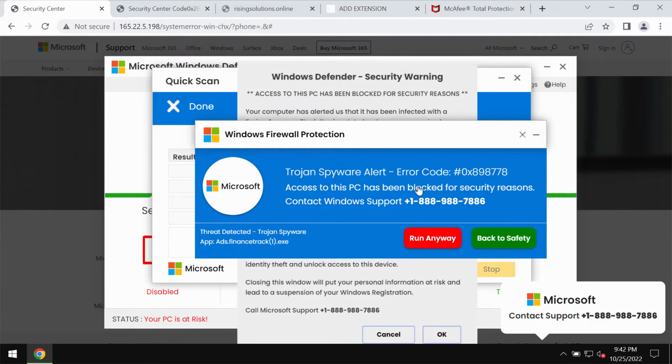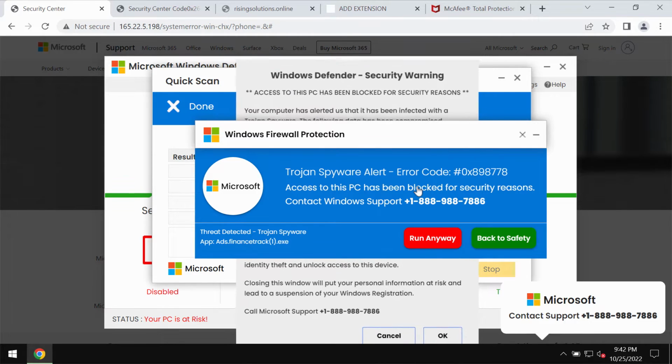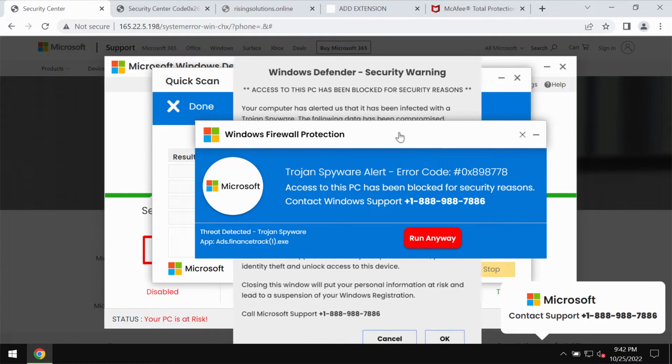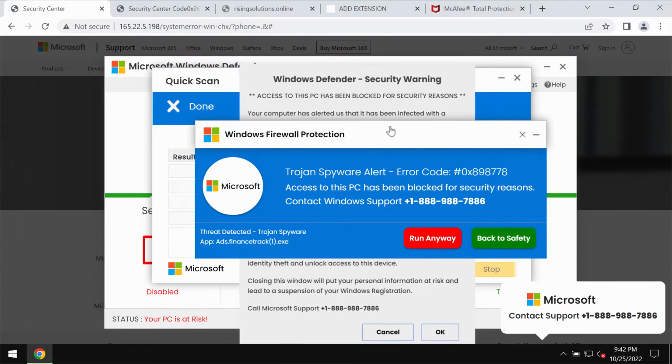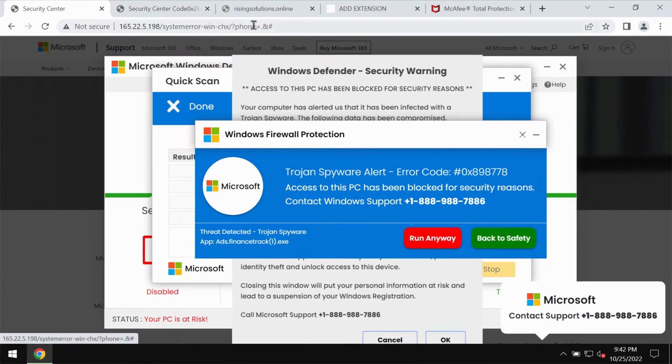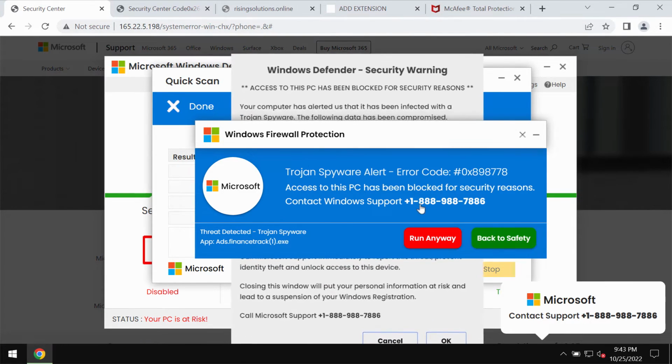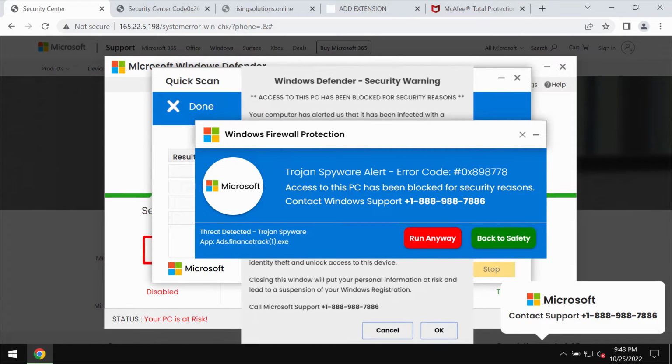If you call it, you will hear these hackers. They will try to connect to your computer remotely, then they may infect your system even more and demand from you to pay money to supposedly get it fixed. But in reality, that's a waste of money. So don't call these hackers, don't call this fake Windows support number.